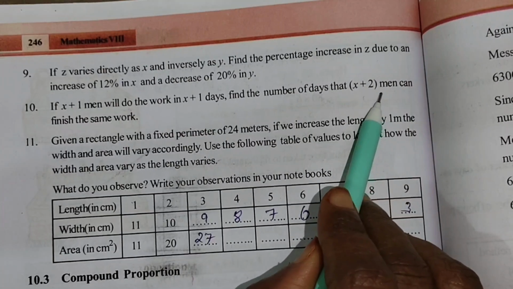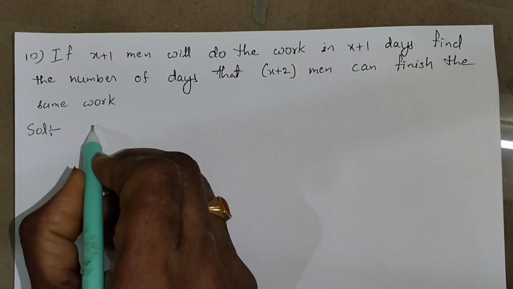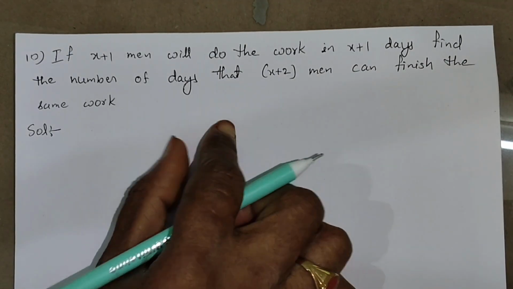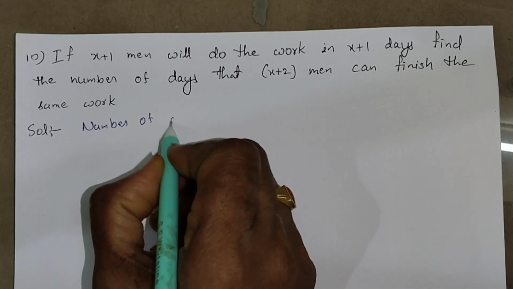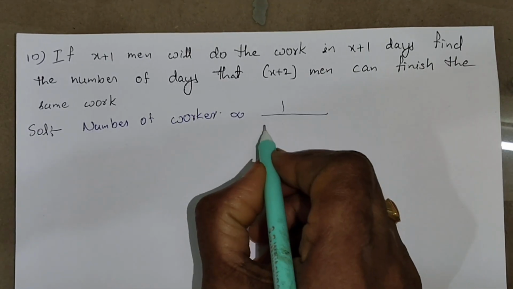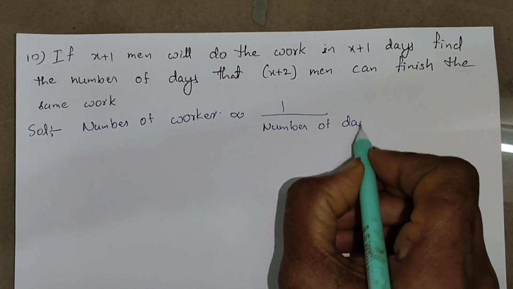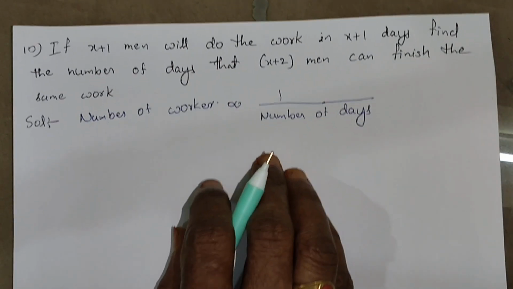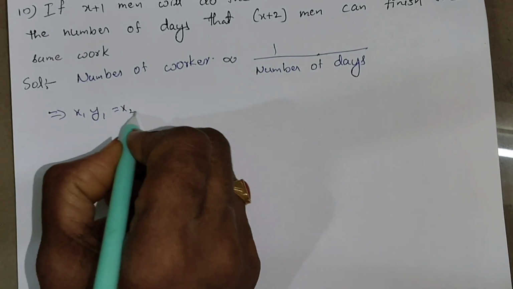So these two are inversely proportional. Here the number of workers and the number of days, these two are inversely proportional. Number of workers is inversely proportional to the number of days. So we write the ratio here, x1 y1 is equal to x2 y2.